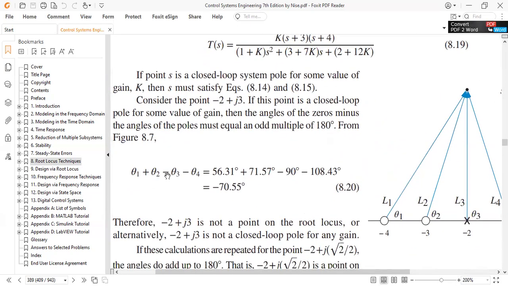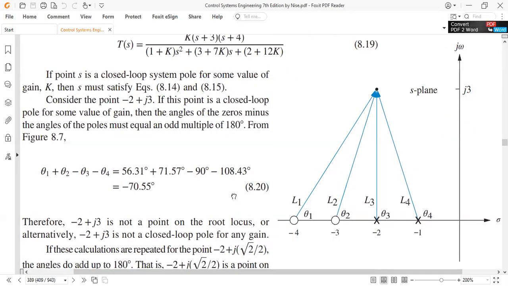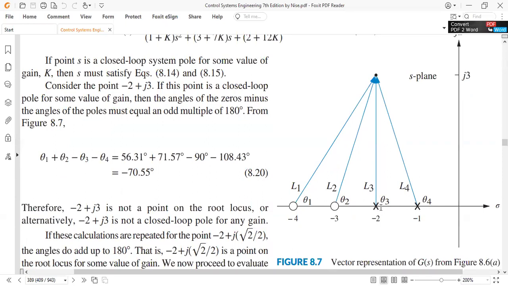After we find these angles, theta 1, theta 2, theta 3, theta 4, you see that here we have theta 1 and theta 2 corresponding to zeros, and theta 3 and theta 4 corresponding to poles. So the angles theta 1 and theta 2 are being added, and theta 3 and theta 4, you see this theta 3 is equal to 90 degrees, are being subtracted. So the angle comes out to be 70.55 degrees, minus 70.55 degrees.